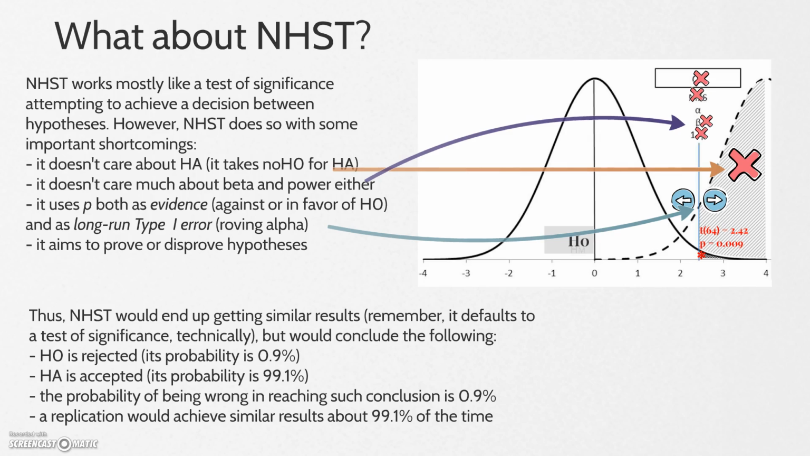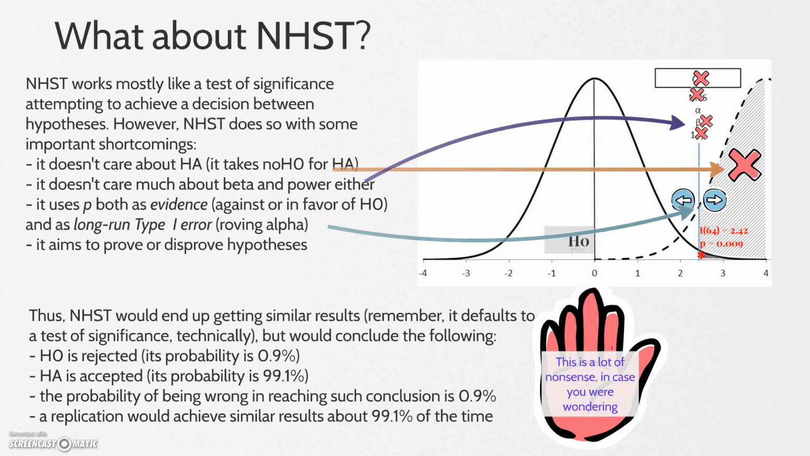Remember, it defaults to a test of significance technically, but will conclude the following. The null hypothesis is rejected with a probability of about 1%. The alternative hypothesis is accepted with a probability of 99%. The probability of being wrong in reaching such conclusion is also about 1%, and a replication will achieve similar results about 99% of the time. This is a lot of nonsense, in case you were wondering.